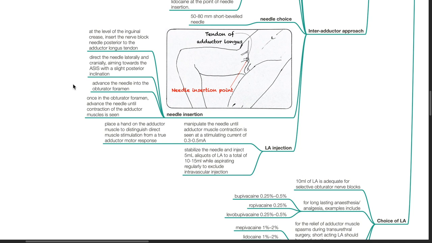Manipulate the needle until adductor muscle contraction is seen at a stimulating current of 0.3 to 0.5 milliamps. Place a hand on the adductor muscles to distinguish direct muscle stimulation from a true adductor motor response. Stabilize the needle and inject 5 ml aliquots of LA to a total of 10 to 15 ml while aspirating regularly to exclude intravascular injection.